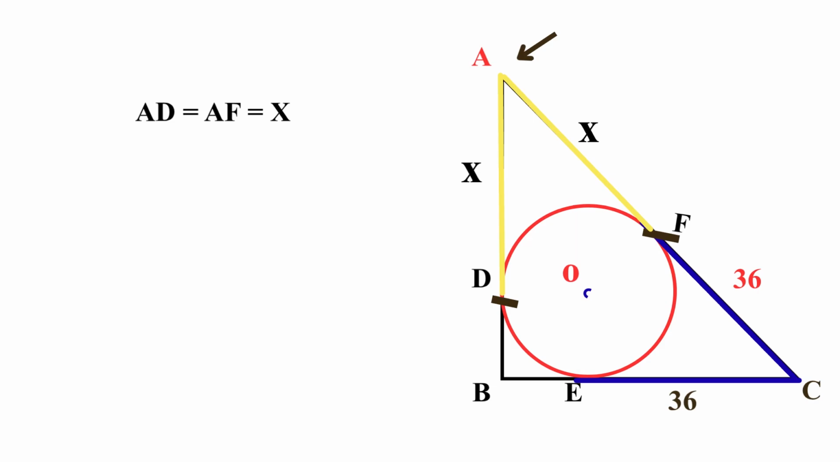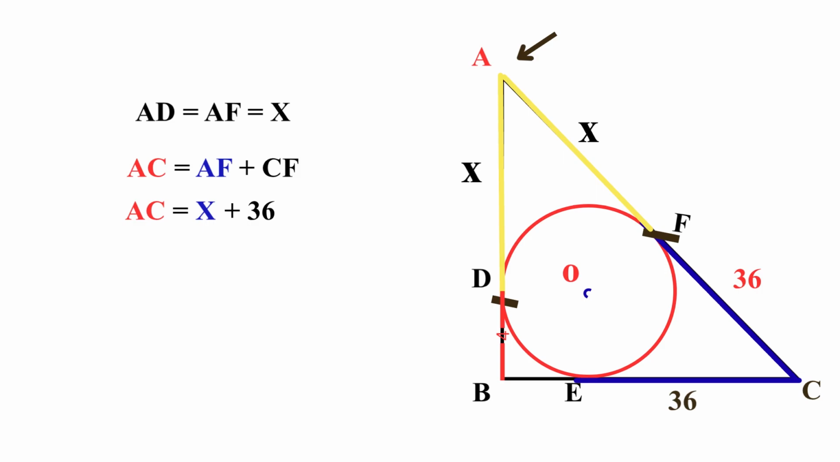Now, from here, everything starts to come together beautifully. Let's build the three sides of our triangle using what we know. First, the hypotenuse, AC. Look at side AC. Notice that it's made up of two segments, AF and CF, where AF equals x units, the tangent from A, and CF equals 36 units, the tangent from C we found earlier. By adding these two, we get the total length of AC. So the total length of AC equals AF plus CF, and it equals x plus 36.